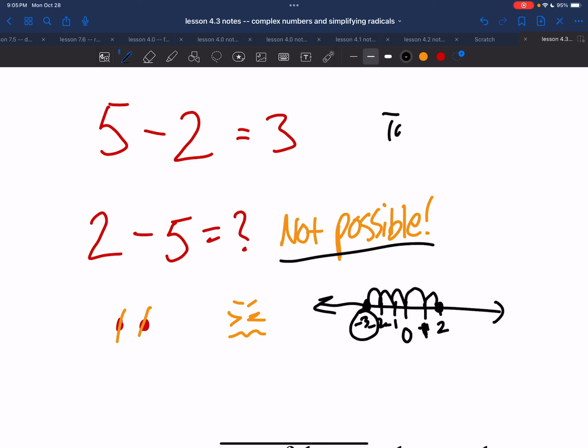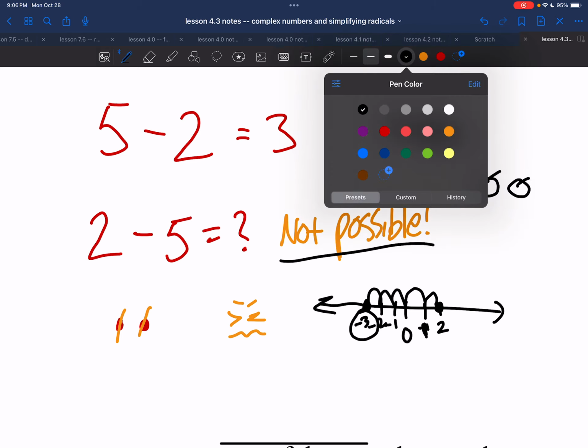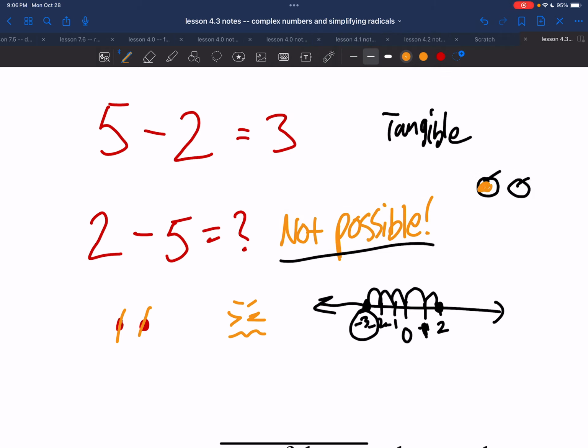Tangible, meaning you can touch it, or you can feel it, you can see it, right? Even though you can't see a negative, you can conceptualize it, right? Because you could say, well, I'll say 2 oranges. I guess those are black. Let's call those bloranges. No, okay, that's yellow, so we'll call them yoranges.